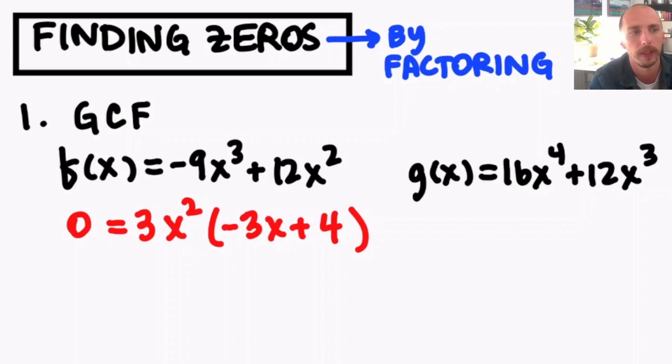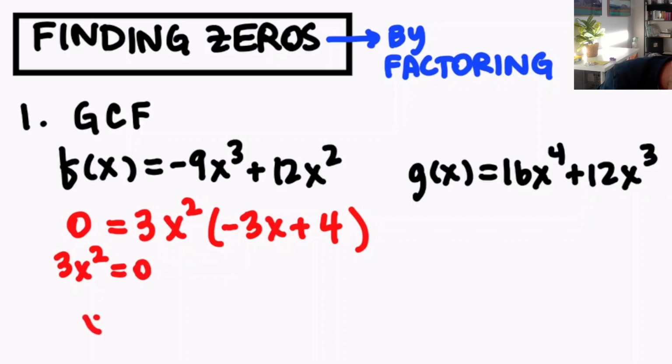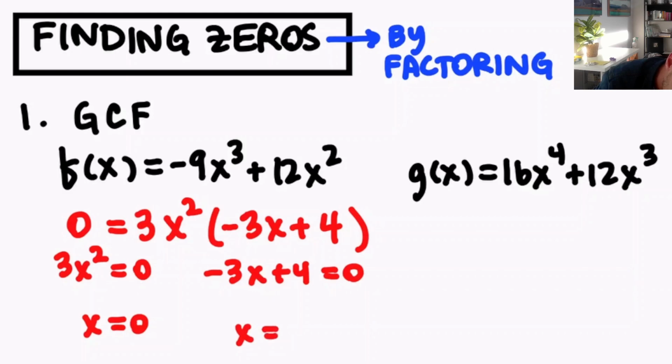If two things are multiplied together to equal 0, like this 3x squared times the negative 3x plus 4, then it's got to be the case that one of them is 0. So it's either going to be the case that 3x squared is equal to 0, and that would only happen when x is equal to 0, or maybe negative 3x plus 4 is equal to 0, and that would be happening when x was 4/3.